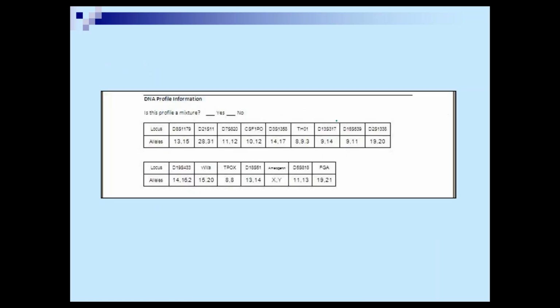So here, let's look for that D5. Where is it? Oh, here it is. D5S818. This person, Mickey Spillane, is an 11-13. All right. Maybe this is evidence from a crime scene. Okay. Hey, we can rule out Keith because he was a 7-9 at D5.